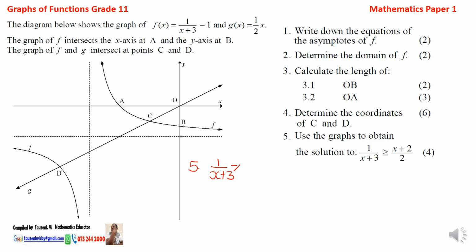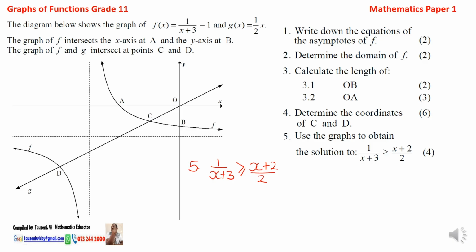We want to find the values of x for which 1 over (x plus 3) is greater than or equal to (x plus 2) divided by 2. And the question says that we must use graphs to answer this question. Now, if you look at the equations of our graphs and what we have here, there is a little bit of some connection. f of x is 1 over (x plus 3), and then g of x is 1 over 2x. We can rewrite this expression and make sure that the expression looks like the equations we have.